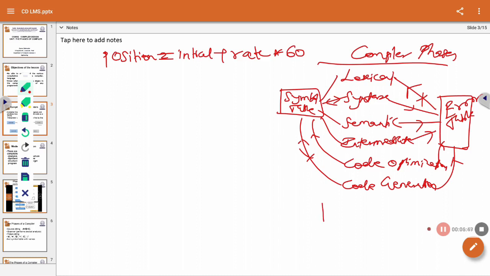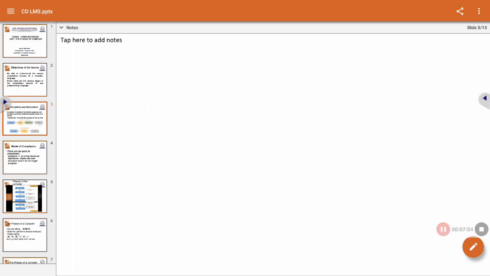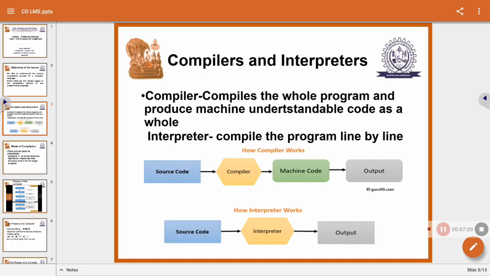The interpreter is also a program. In this case it will be checking things line by line. Here, the whole segment will be taken and the output will be produced. So we can come to the idea of how the compiler will be compiling.